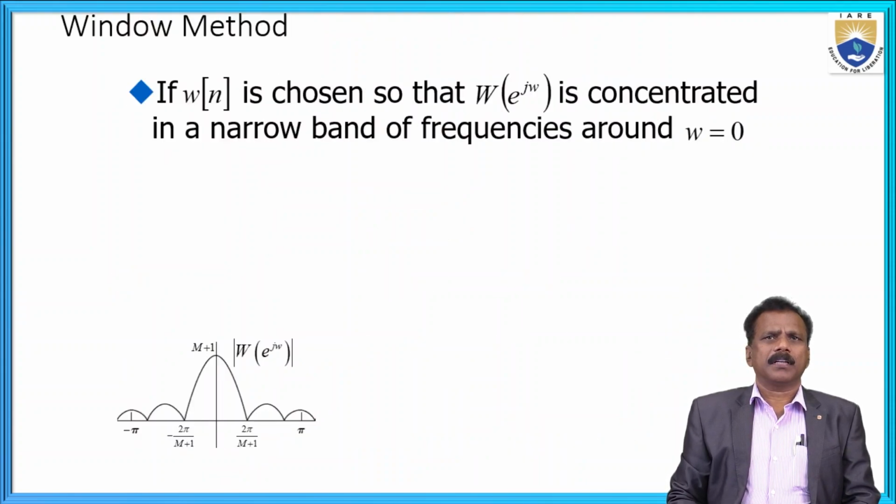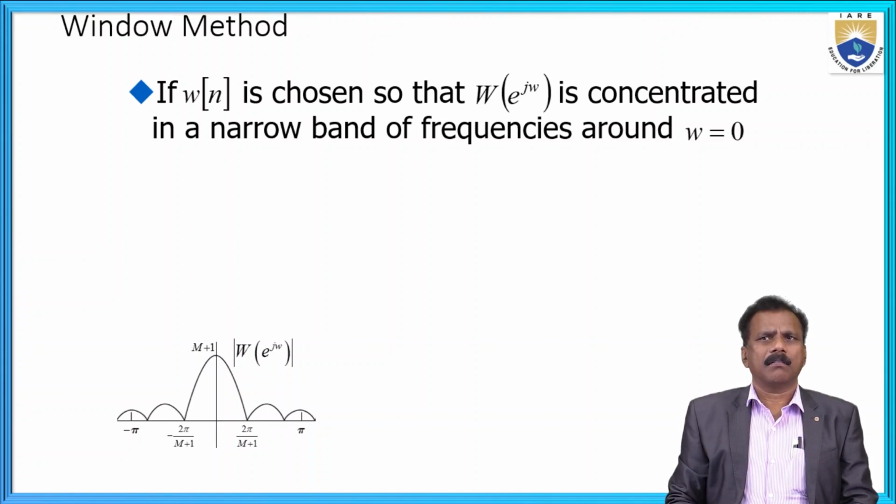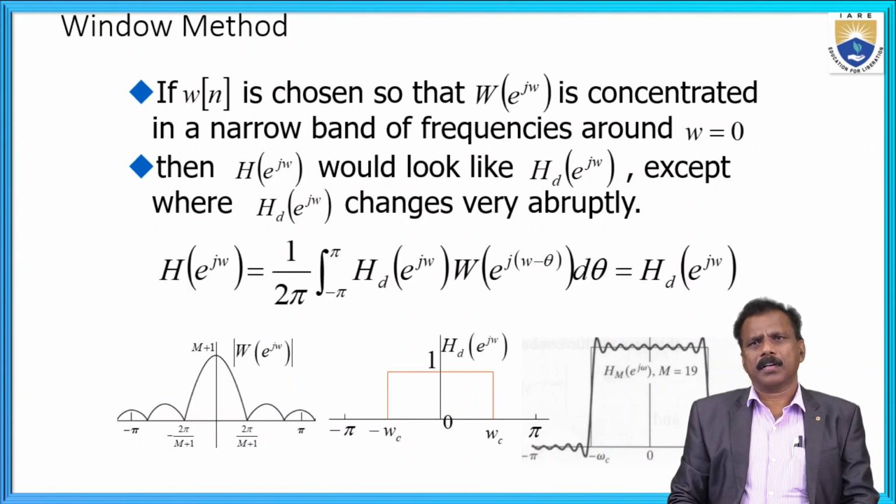Window method: if w of n is chosen so that W of e power j omega is concentrated in a narrow band of frequencies around omega equal to 0, then H of e power j omega would look like Hd of e power j omega, except where Hd of e power j omega changes very abruptly. Like this, we need to verify.